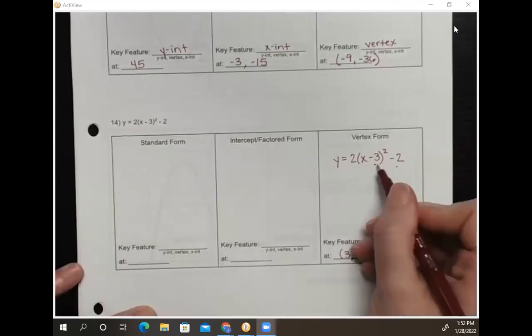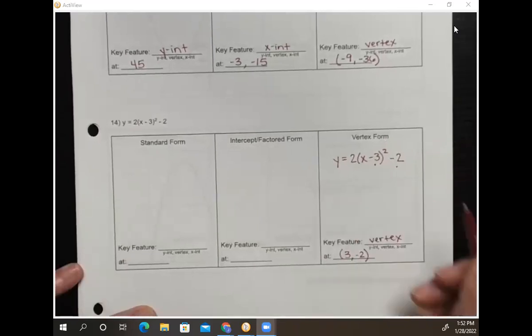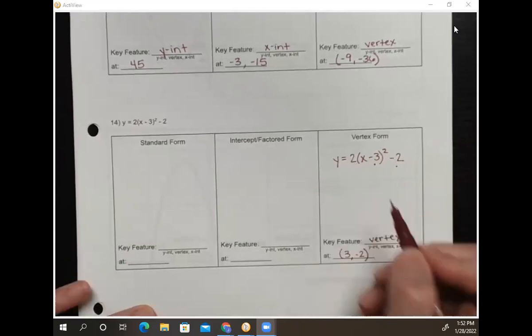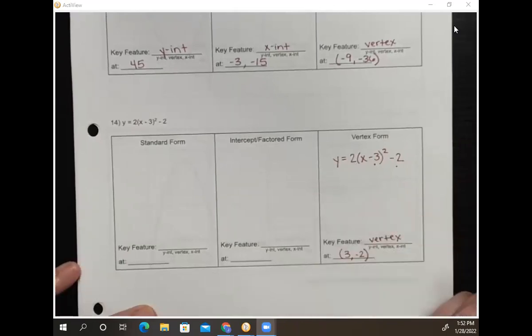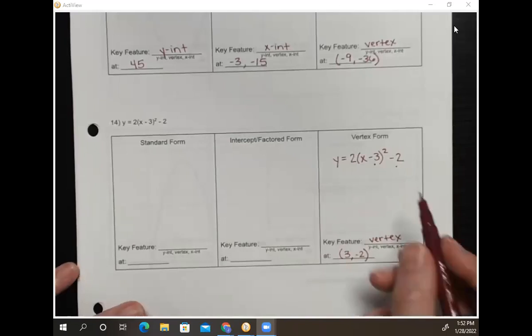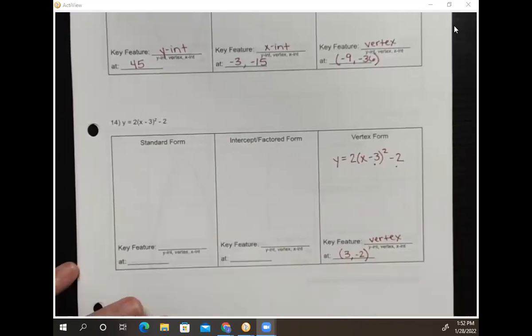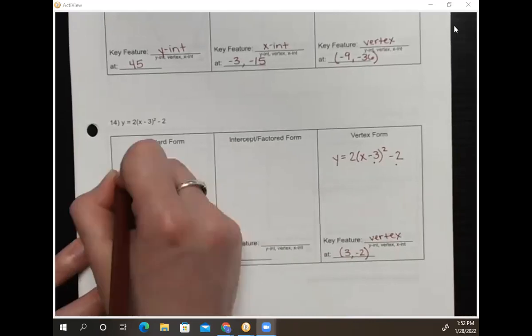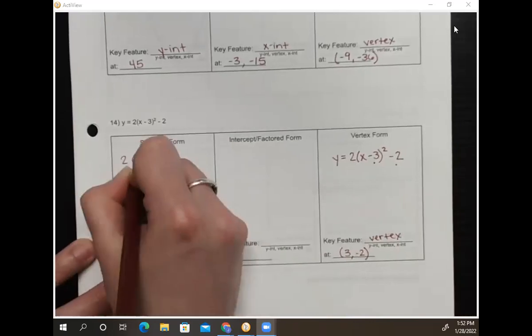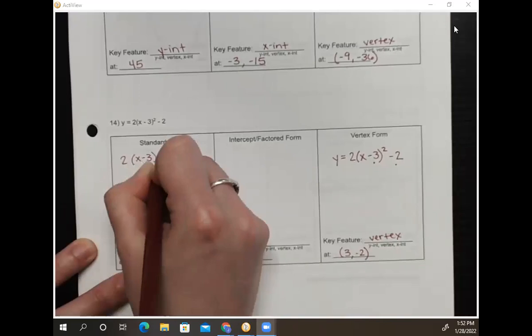Remember, we pull our vertex directly from vertex form. The 2 in front tells me that the graph is going to be stretched by 2, but it doesn't change our vertex. From vertex form, I'm going to go to standard form. So I'm going to take my squared piece, that x minus 3 squared, and write it twice.